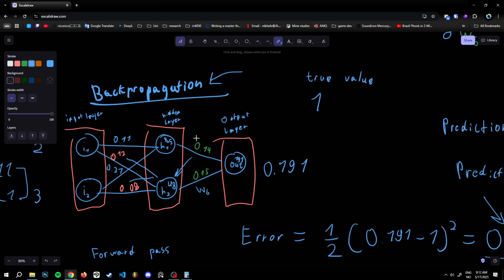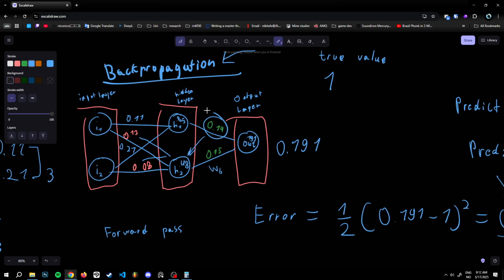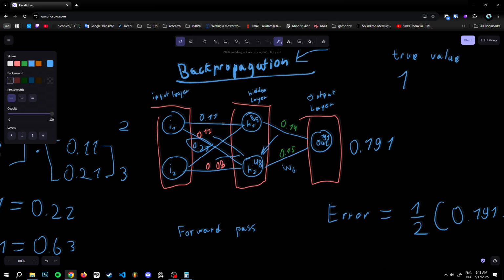Once we figure out how much a change in weight 6 changes the error, we need to go through each of these weights. Then we need to understand how much this one plays a role in the prediction, or in the error. And how much does this one play a role in the error? And how much did this guy play a role in the error? And how much did this guy play a role in the error?